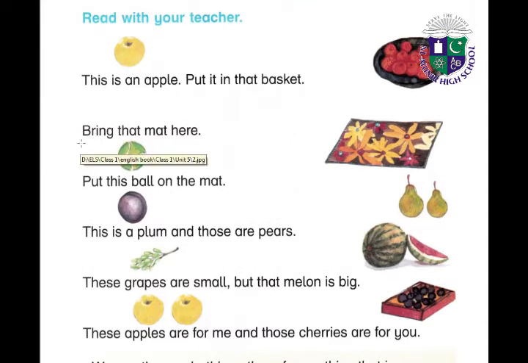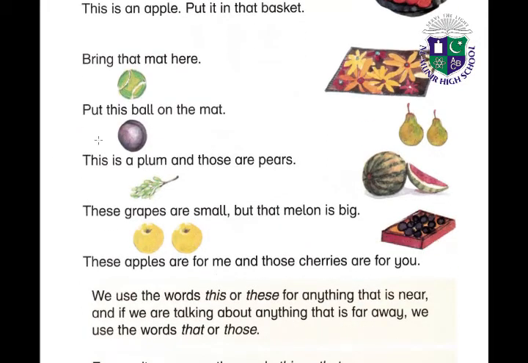In the next line, bring that mat here. We are using that for the mat because the mat is also far away from us. Put this ball on the mat. The ball is near to us, so we use the word this. This is a plum and those are pears.